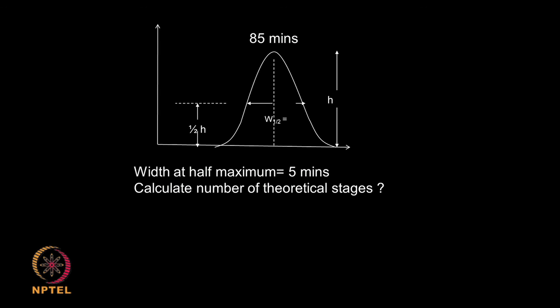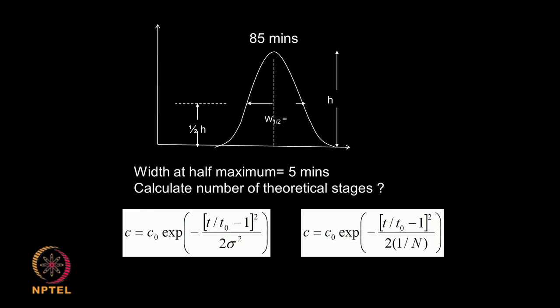Okay, let us look at another problem. So, the retention time is 85 minutes, width at half the maximum is 5 minutes. Okay. So, calculate the number of theoretical stages. Do you remember the equation which I introduced in the previous class between the width at half and retention time and the number of theoretical plates, right. So, you need to recall that.